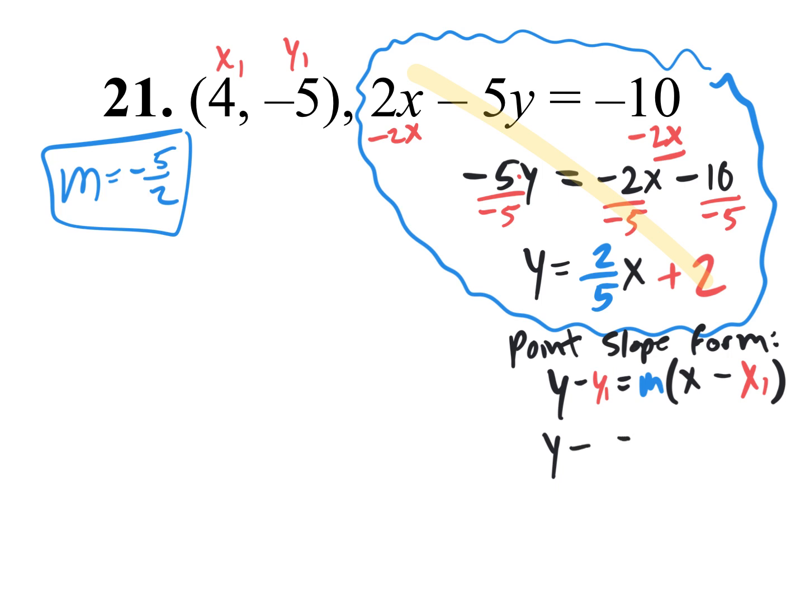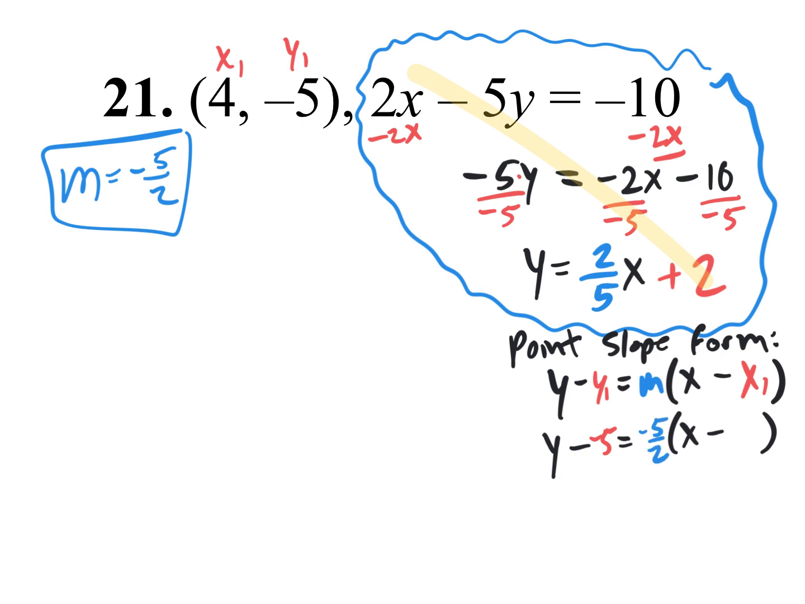y minus y1 equals m parentheses x minus x1. I said it, but I didn't write it. Why did I not write it? Because I'm going to actually plug in the y1 value. The y1 value is negative 5. Put that right there. So that's going to be a negative 5. And the m value happens to be negative 5/2. So I'm going to put a negative 5/2 right there.